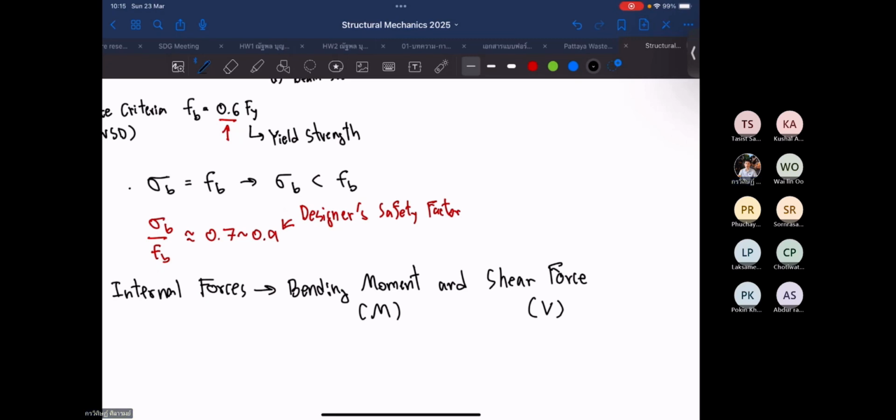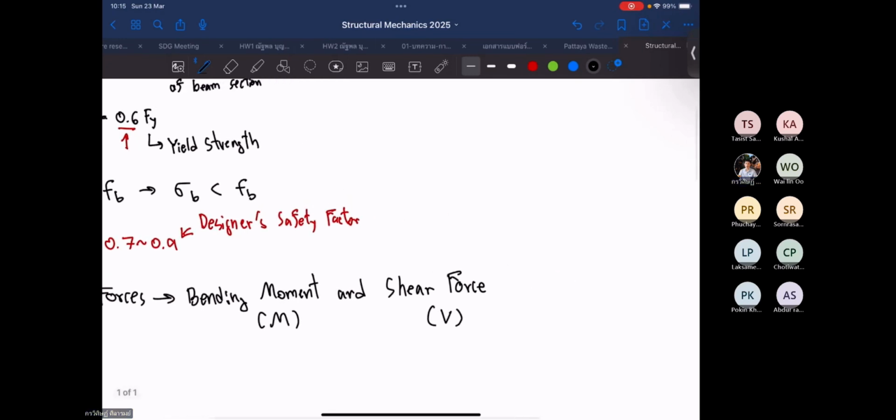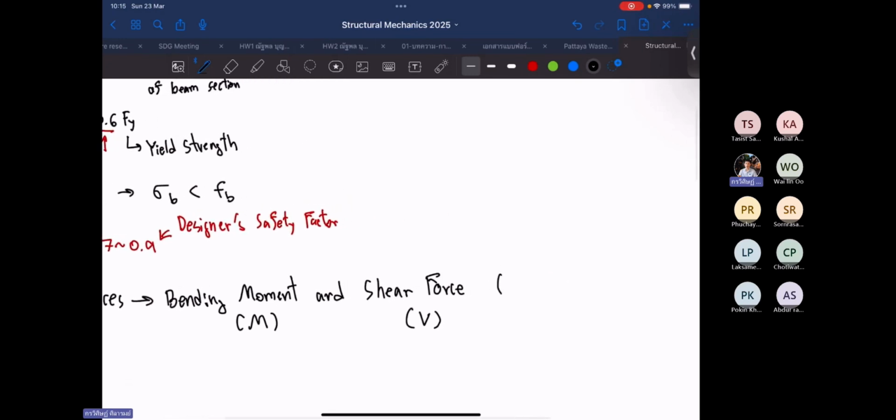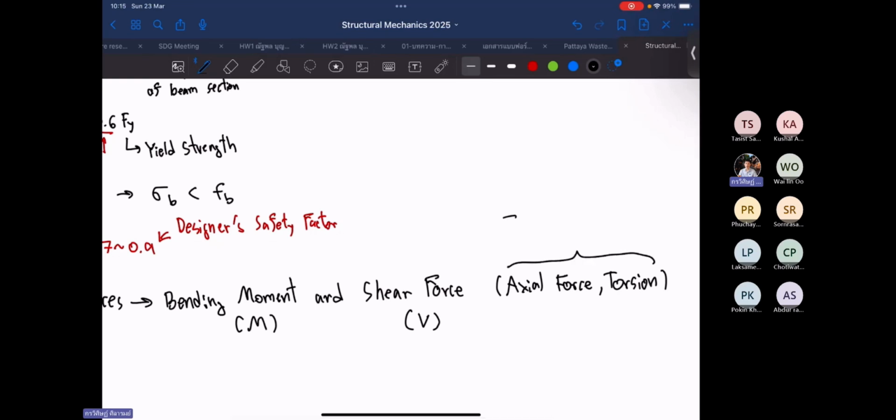Okay. Actually, there are more forces than this. Actually, there is axial force and also the torsion. Okay, but this one is typically very small, so we can neglect it.